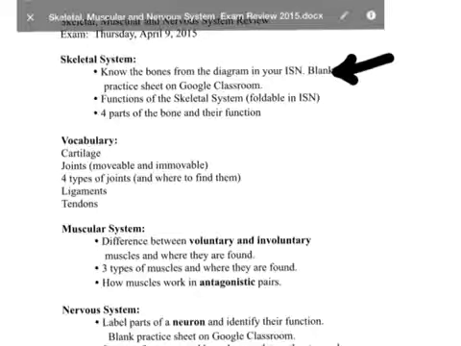You also need to know the functions of the skeletal system, and that's on a foldable in your interactive notebook. So we will talk about that in a minute. And then the 4 parts of the bone and their function. And that's it. So even though it's a lot of vocabulary, it's those 3 bullet points: knowing the bones, knowing the function of the skeletal system, and knowing the 4 parts of the bone.